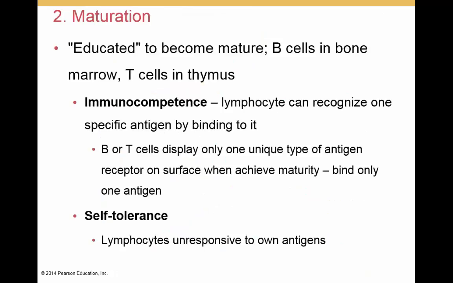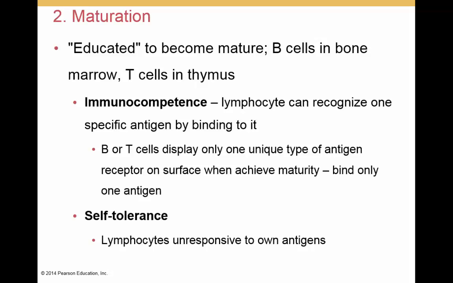We know about origin already, covered that. So that's step 1. Step 2 again is that maturation process. This is where the T cells and B cells become educated to find that one antigen that they're trained for. B cells do this in the bone marrow. T cells complete this in the thymus. When they have gone through their tests, again, they are called immunocompetent. Competent to form an immune response. Okay? They can recognize one specific antigen, bind to it, become activated.